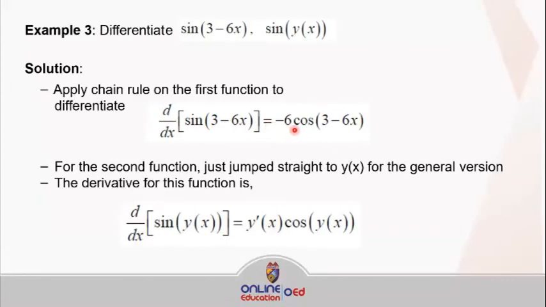is equal to dun sa first is yung derivative nito sa loob, inside. So yung derivative ng 3 is equivalent lang sa 0. Derivative of negative 6x is negative 6. So kaya tayo nagkaroon dito ng negative 6. And the derivative ng kabuuan nito is equivalent lang siya sa cosine of 3 minus 6x. And then next daw, for the second function, just jump straight to y of x for general version. And the derivative for this function is ito na siya.